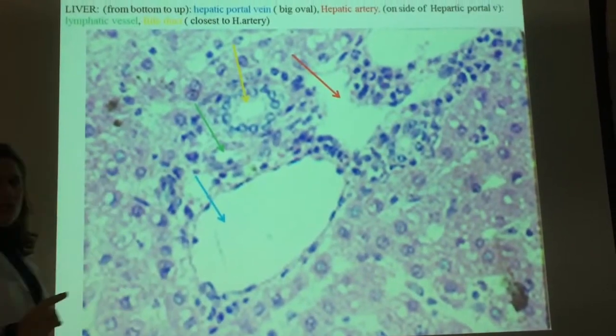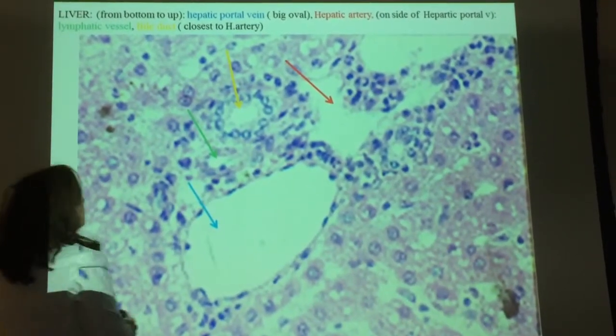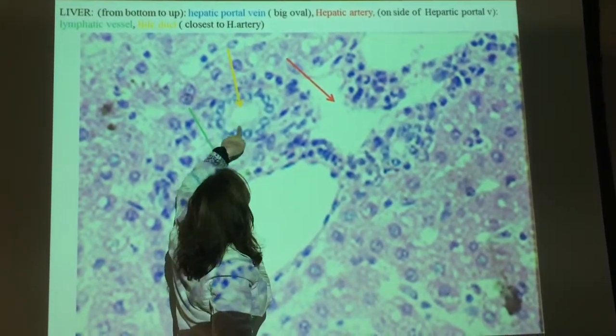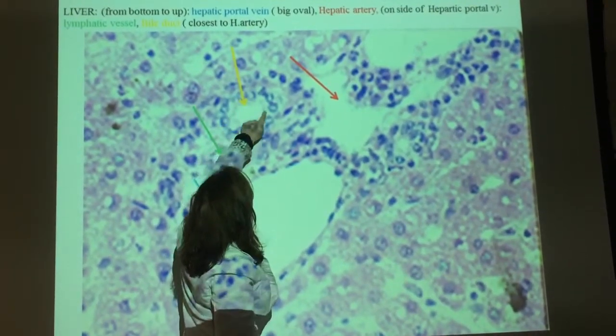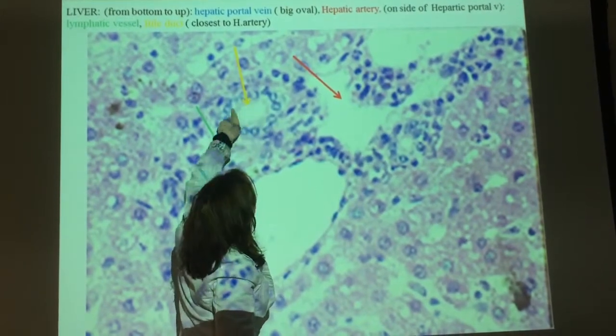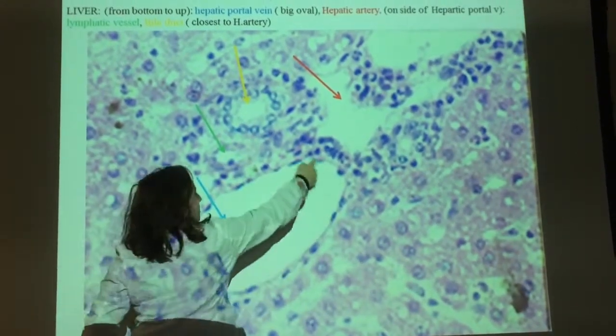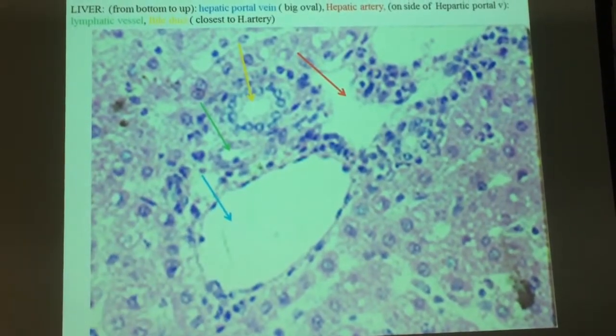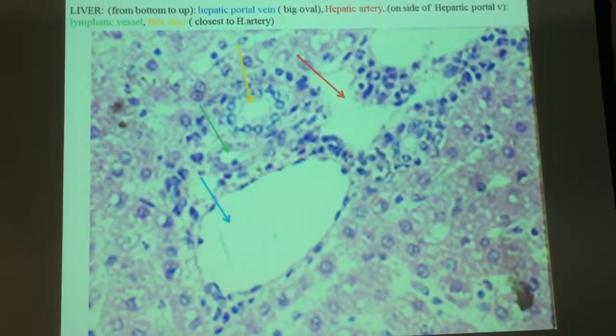What I would suggest you do is take this one right here and see if you can find it on your model and on your manual, and make it green for the bile duct. And make this one purple, so you remember P for purple, P for hepatic portal vein. That's what I recommend that you do.